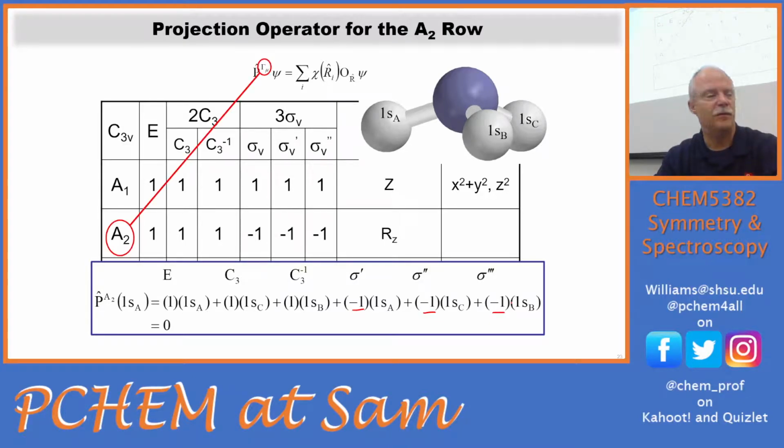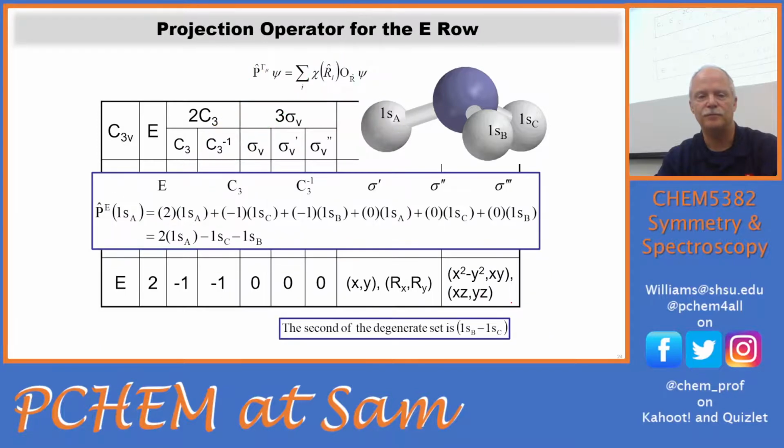Let's jump ahead to, since we're running low on time, let's go ahead and do E. So now we have these different numbers here. On the E operation, it's multiplied by 2 on the 1sa. Then when I do the rotation, I get a -1 on the 1sc, and I rotate it the other direction, it moves to B, and I have a -1 there. And then because I have three zeros here, the reflections are all canceled out, okay? And so what's left is 2 times the 1s on A minus C minus B.